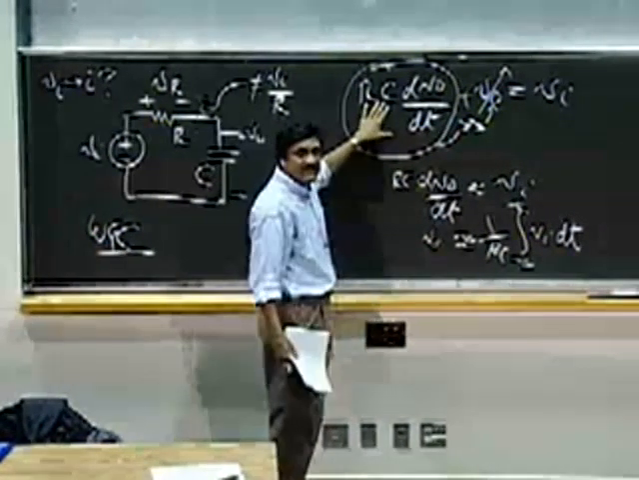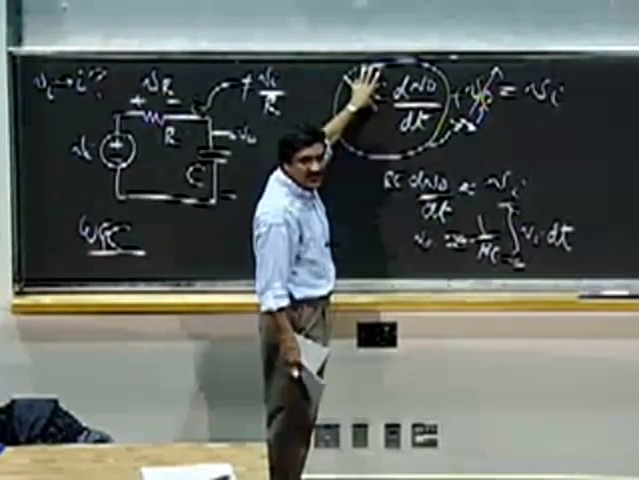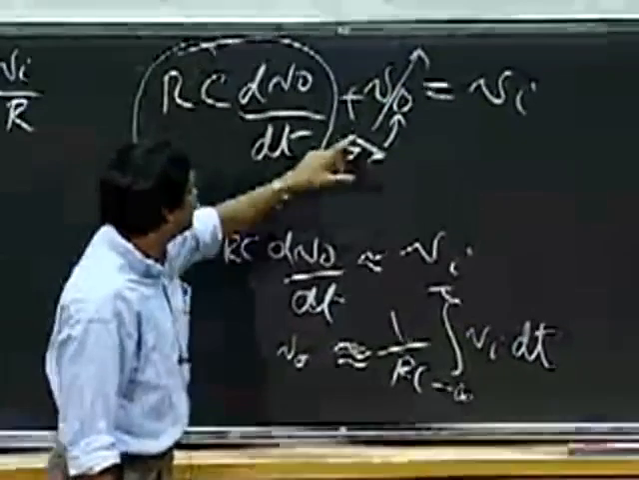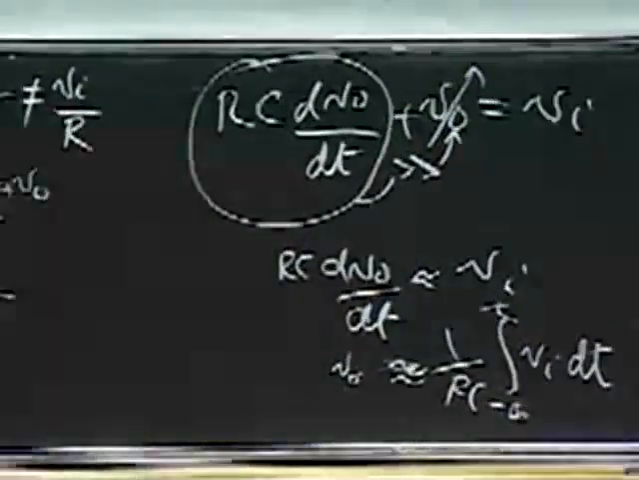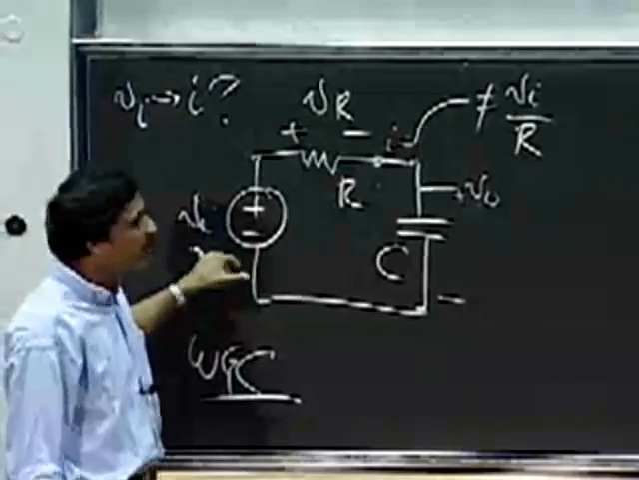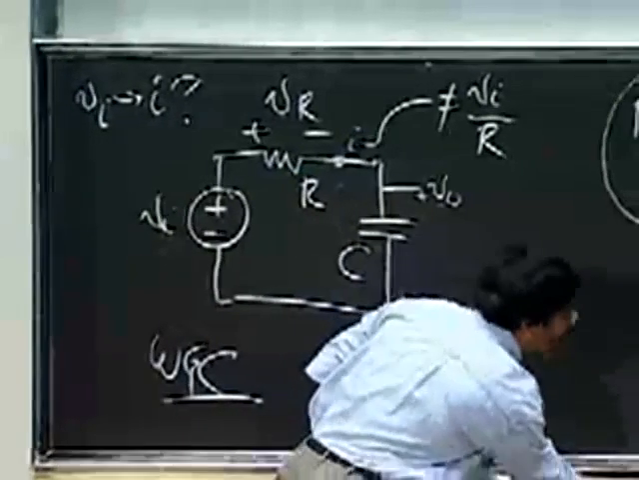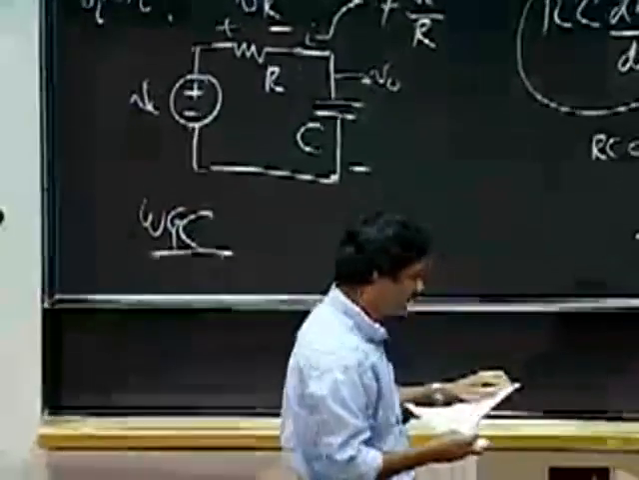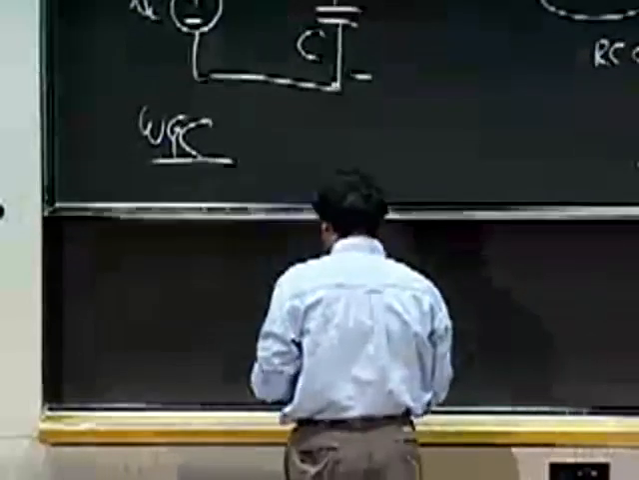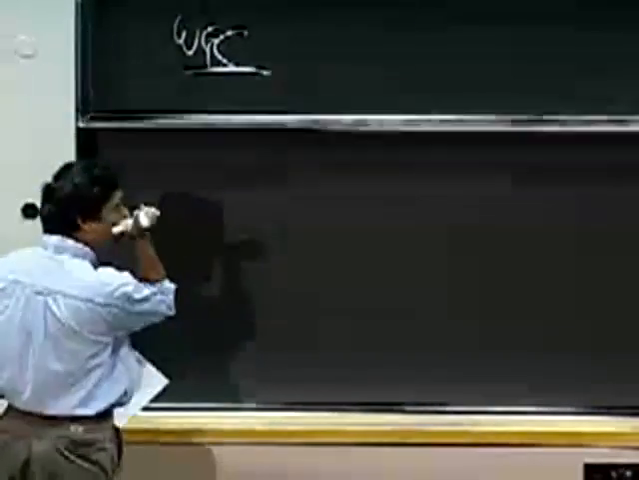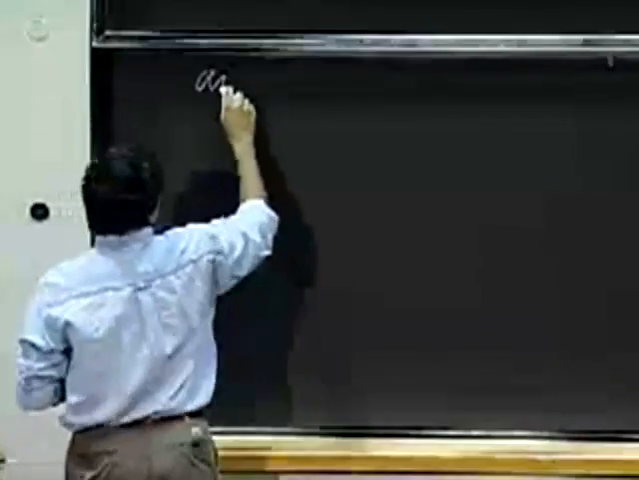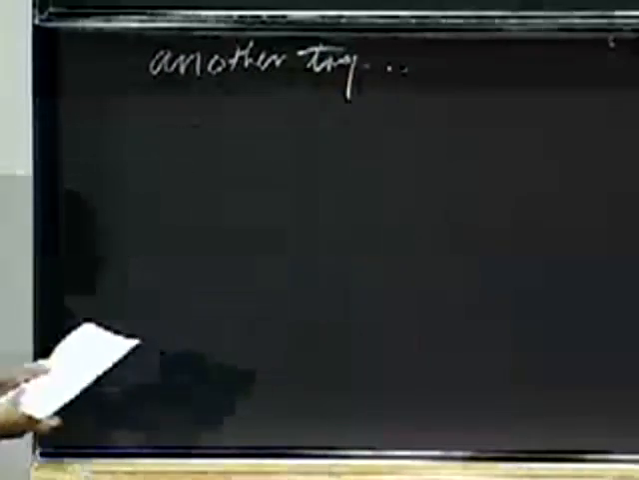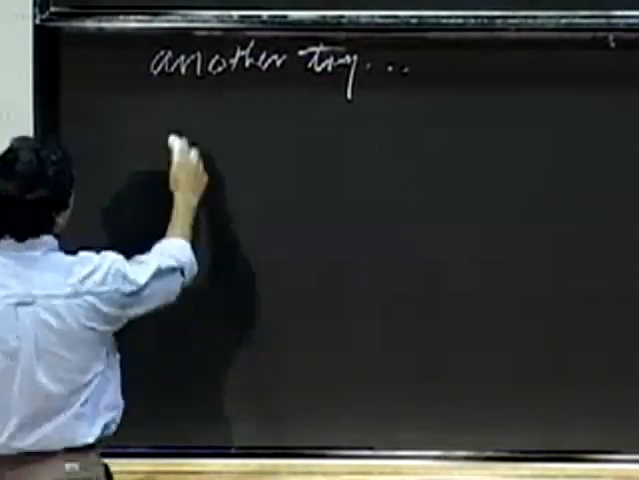So it turns out that if I make R and C very, very big, if I have a huge time constant, the voltage V naught looks like an integral of VI, but only when I have a very huge time constant. So I give up on that tack. Instead, I try something else. Another try.